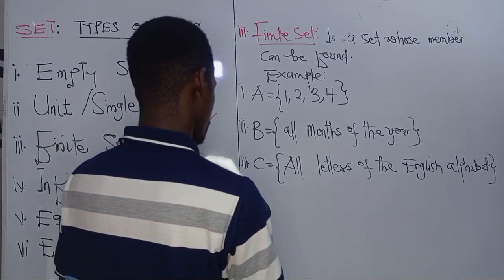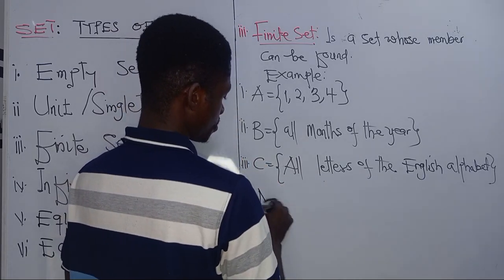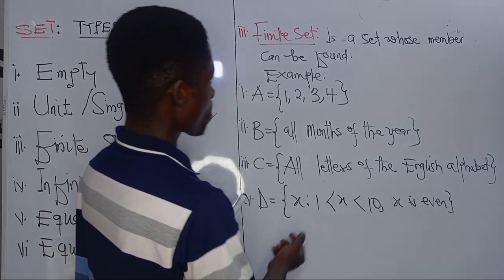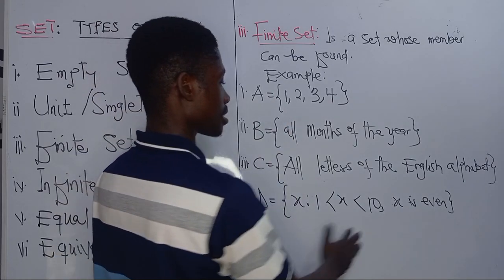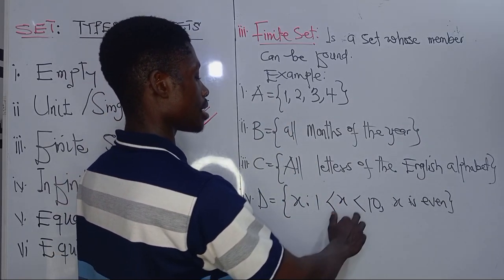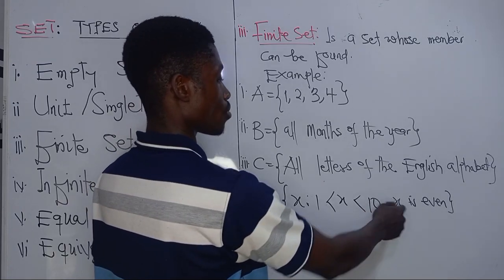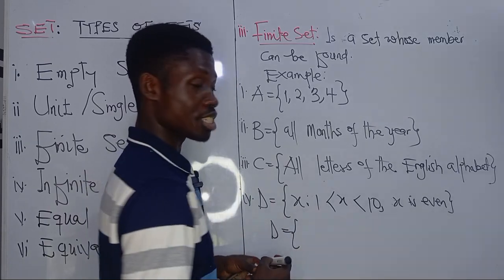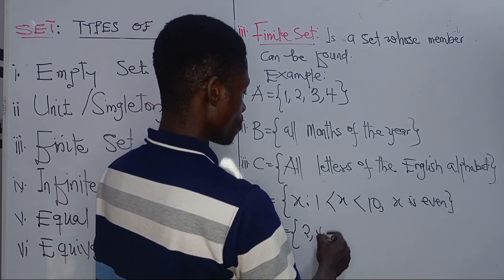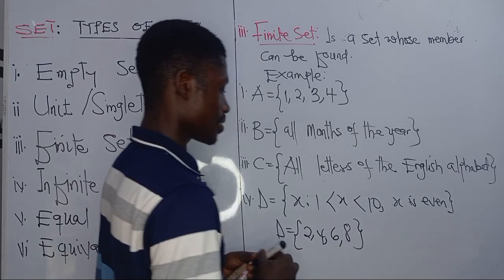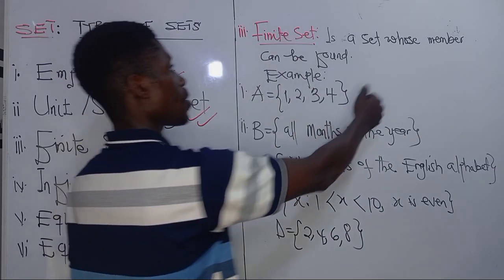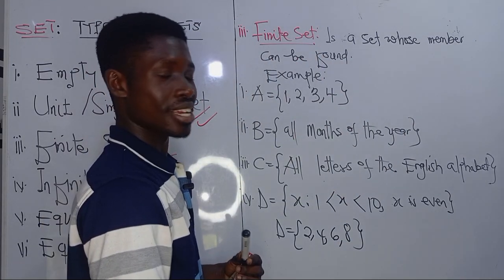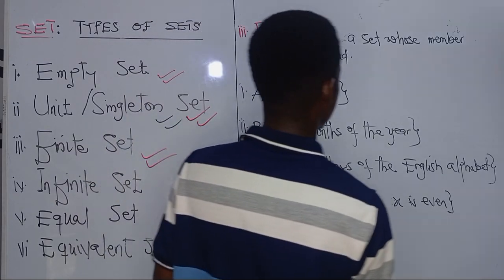Let's take the last example. The last example of a finite set, we are looking at this particular set. The set of x such that x is greater than 1 and x is less than 10, where x is an even number. So if you are to list the elements for this particular set, we are going to get 2, 4, 6, and then 8. So this set becomes what? A finite set because the last member can be found, and that is what? 8. Let's look at infinite sets.